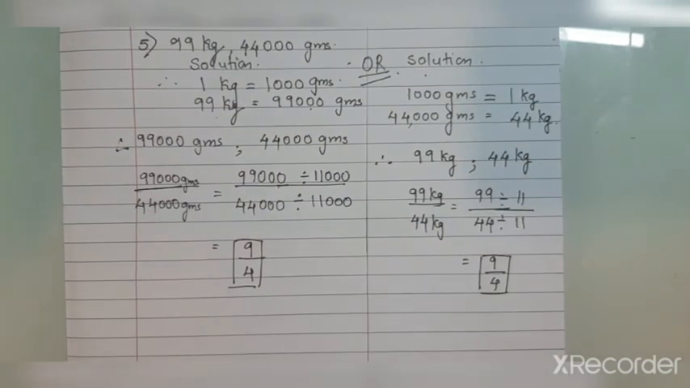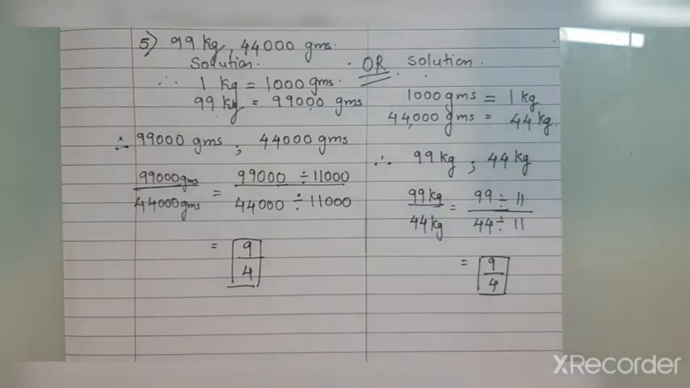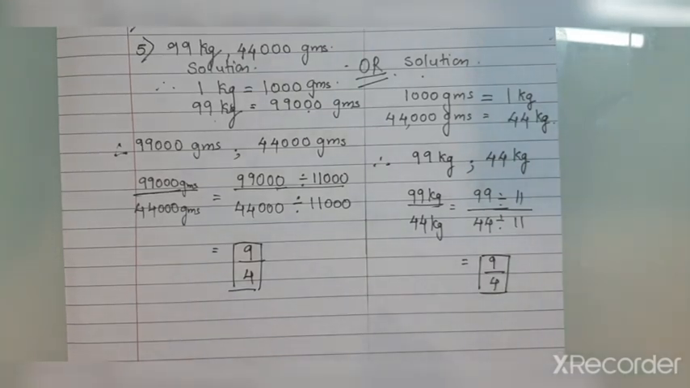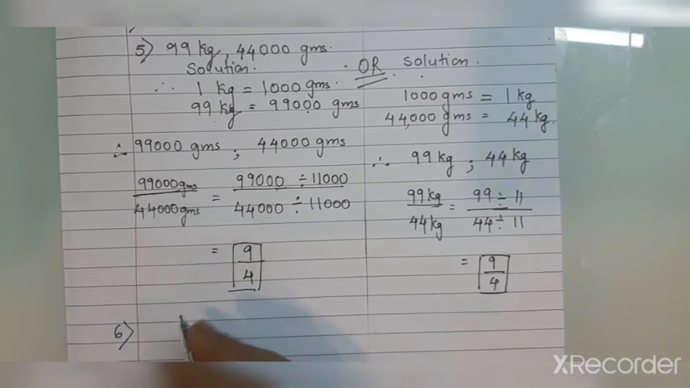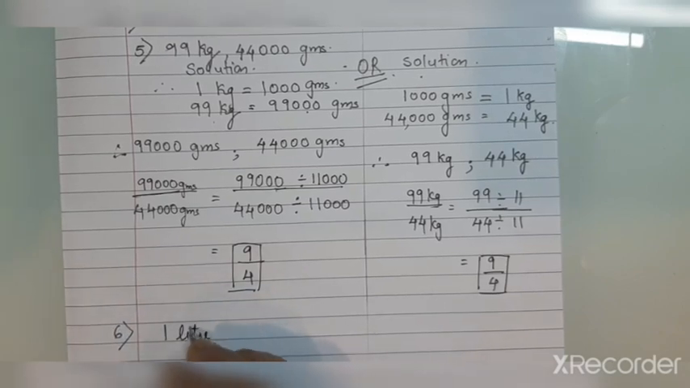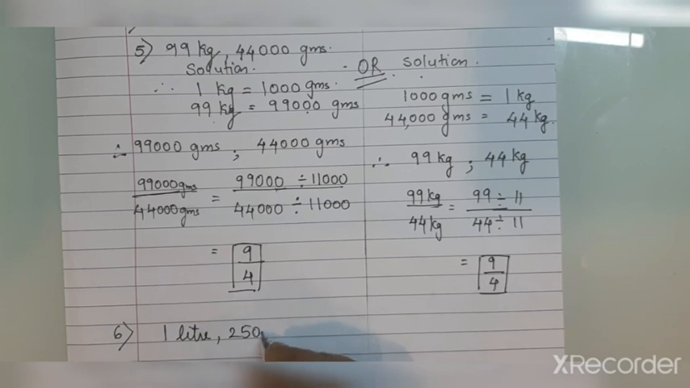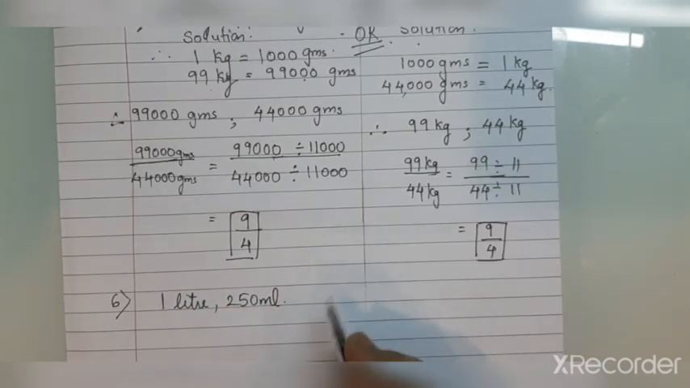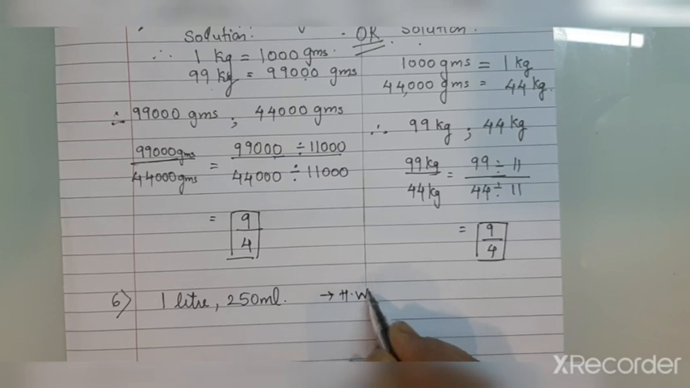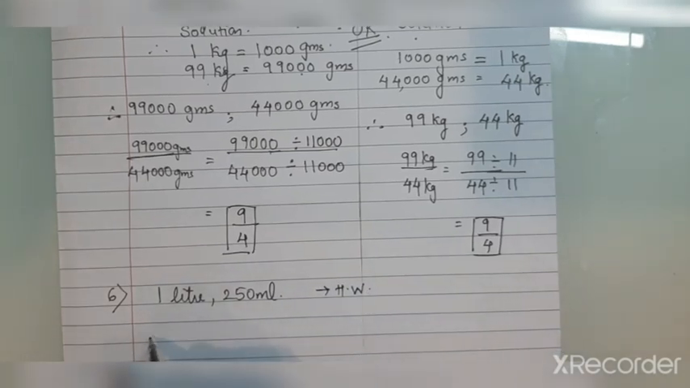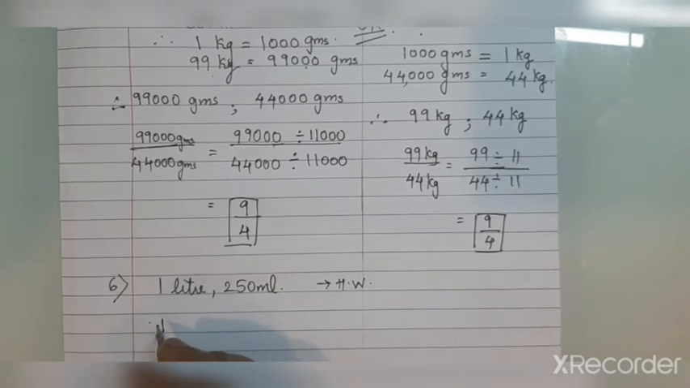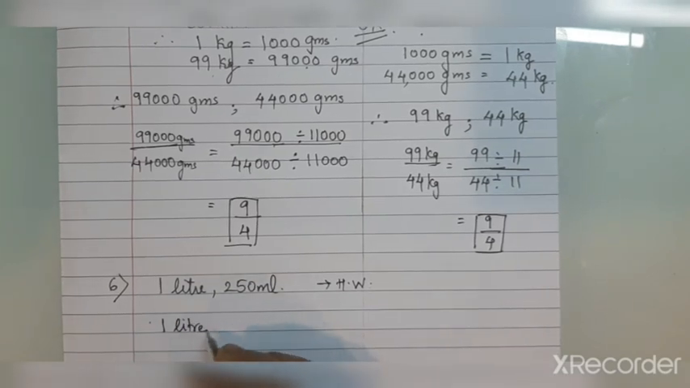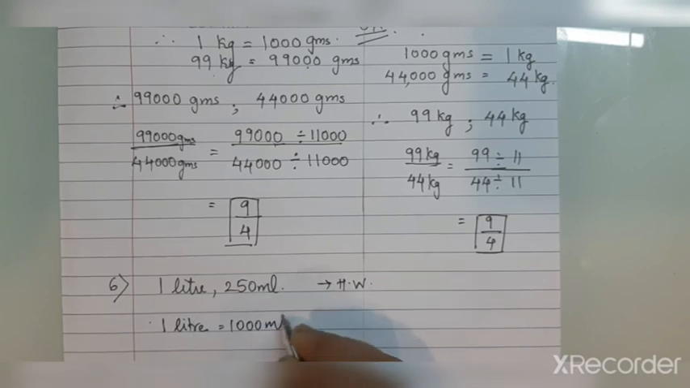Okay. Now after this, moving to our next sum. Now the sixth one. Now the sixth one is 1 liter and 250 milliliters. Okay. So this is also for homework. I will just show you the conversion. That is, either you convert to milliliter, milliliter, or you convert to liter, liter. Okay. So what we'll do is we'll convert this liters to milliliters. So 1 liter is equal to 1000 ml.